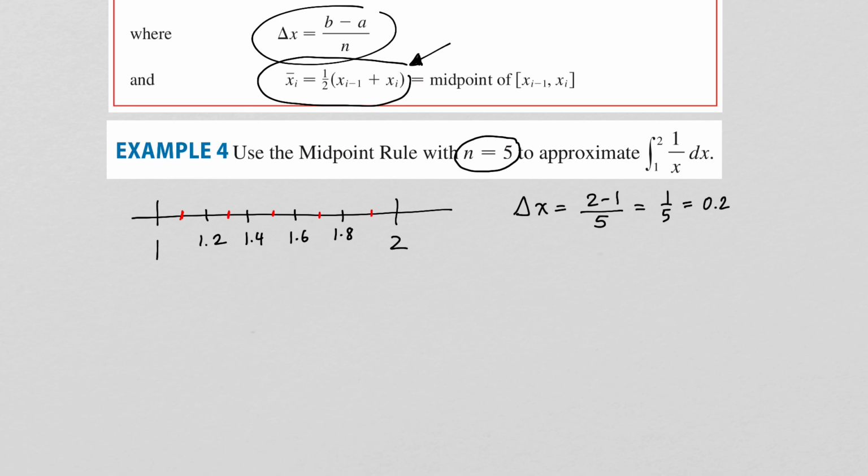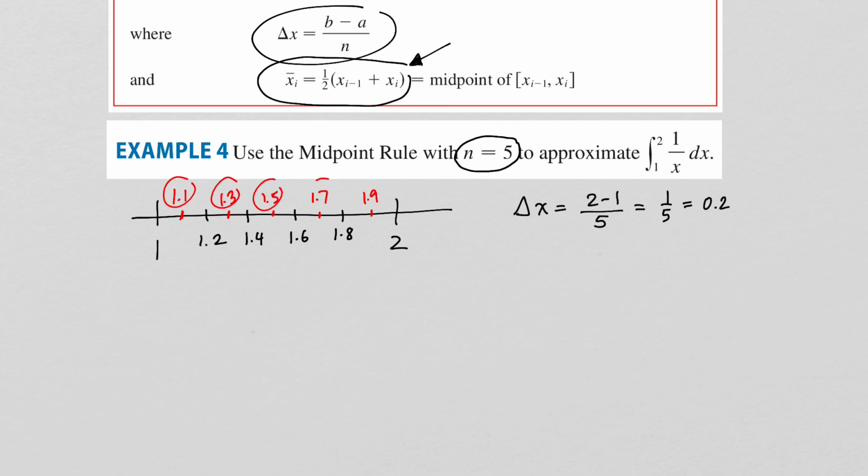And then getting the midpoints, you're just finding the number that is exactly halfway in between each of these two numbers. So you can do this, I think, in your head. The number that is halfway in between 1 and 1.2 would be 1.1. The number halfway in between 1.4 and 1.2 would be 1.3. And then 1.5, 1.7, and 1.9.